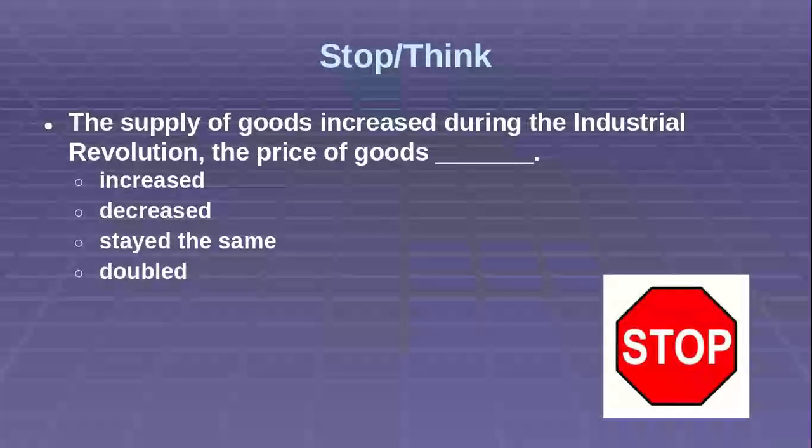So the supply of goods increased during the Industrial Revolution, which led to the price of goods blank. So again, supply goes up, the price of goods went where?